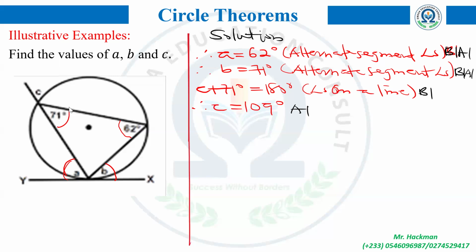Now, if you want to find C, we know this C here is the angle between this line and this line, so it's the entire angle here. So C plus 71 should give you 180, angles on a straight line. That's exactly what you have here. Immediately you write that, it will be B1, and for the A1 you have to work on it before you get your answer. So C will be equal to 180 minus 71. Therefore, C will be 109 degrees.